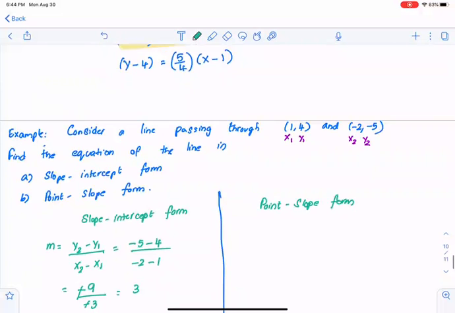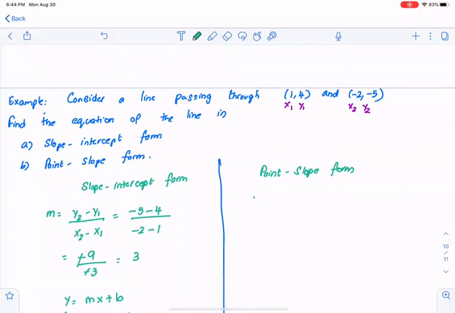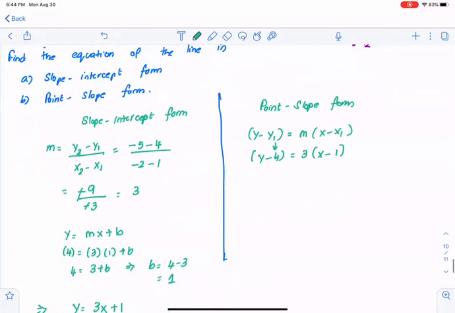Point-slope form is quite easy. All we have to do is put it in this form: y minus y1 is equal to m times x minus x1. y1 is 4, so I'm putting 4 for y1. M is 3, we found that earlier, so 3 multiplied by x minus x1, which is 1. And that is the point-slope form.